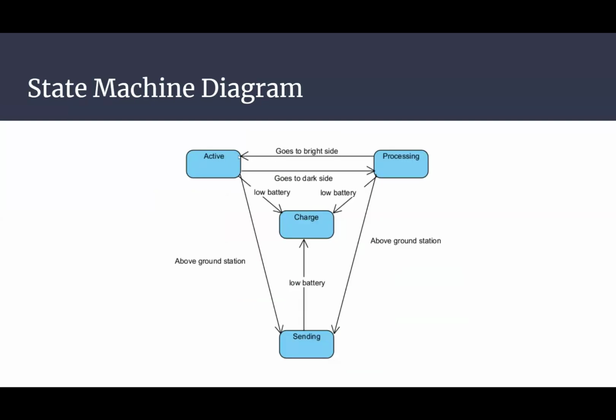Here's the state machine diagram that helped figure that out. Obviously the ones going from active and processing to sending should be two-way arrows. I think this pretty much goes over all the states I mentioned. If it's above the ground station, then it sends; its highest priority is charging. If it's on low battery, its next priority is to send. And besides that, it's just the cycle of being active on the bright side of the Earth and processing on the dark side of the Earth.